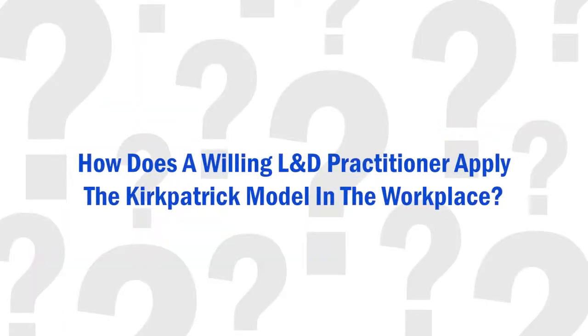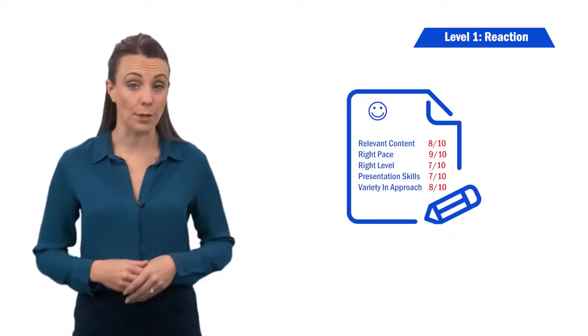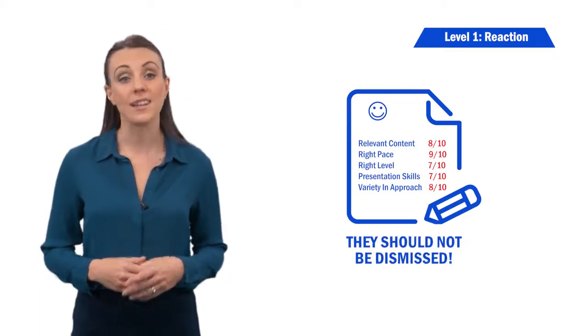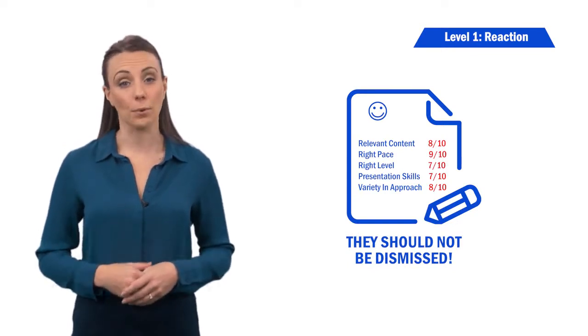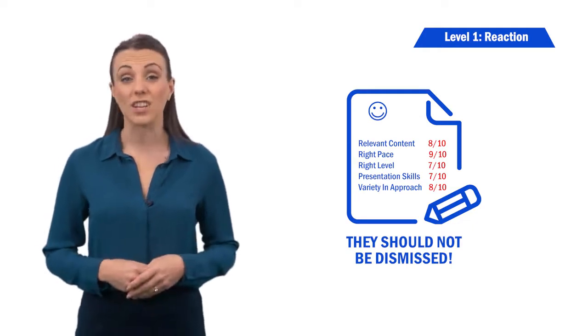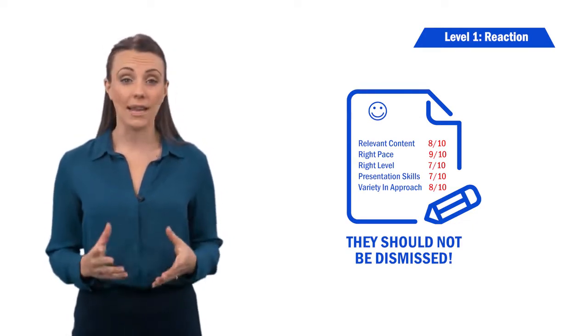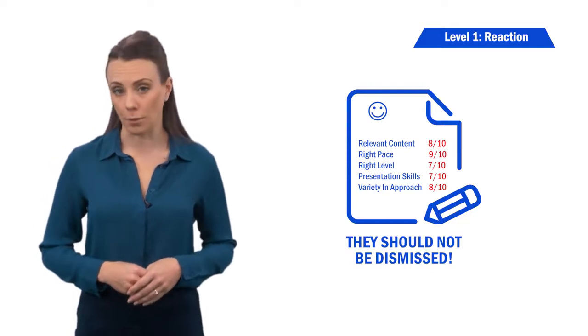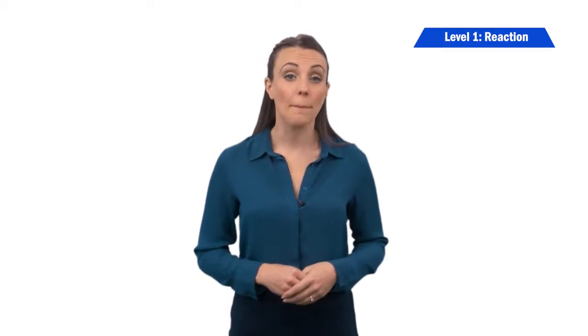So how does a willing L&D practitioner apply the Kirkpatrick model in the workplace? Even though Level 1 evaluation, happy sheets, are unlikely to raise even an eyebrow in the boardroom, they should not be dismissed as lightweight. They have an important role to play in helping you develop engaging training, without which learning will be impaired, and the higher levels of training evaluation will be compromised. For example, a lack of post-training learning from Level 2 might be as a result of poor training delivery that can be easily identified in Level 1.